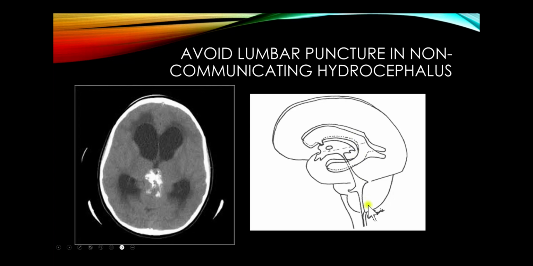And so creating more of a pressure gradient by doing a lumbar puncture, the entire contents of the brain can herniate in that situation. So as a rule of thumb, we almost always do a brain scan before we do a lumbar puncture to make sure we're not dealing with something like this, that we could end up killing the patient by doing a lumbar puncture. That's very important.